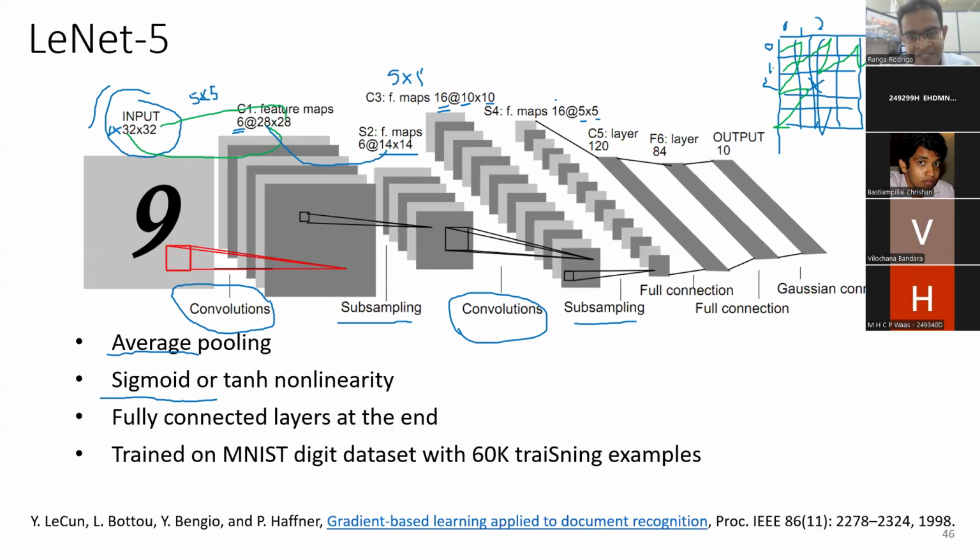Then this structure is 16 times 5 by 5, which is 400. 400 numbers are there. Those 400 numbers have been connected to 120 numbers. That 120 has been connected to 84 numbers. Those 84 have been connected to 10 numbers to complete the network with the dense layers. So this is the network. You have to keep this network in mind.